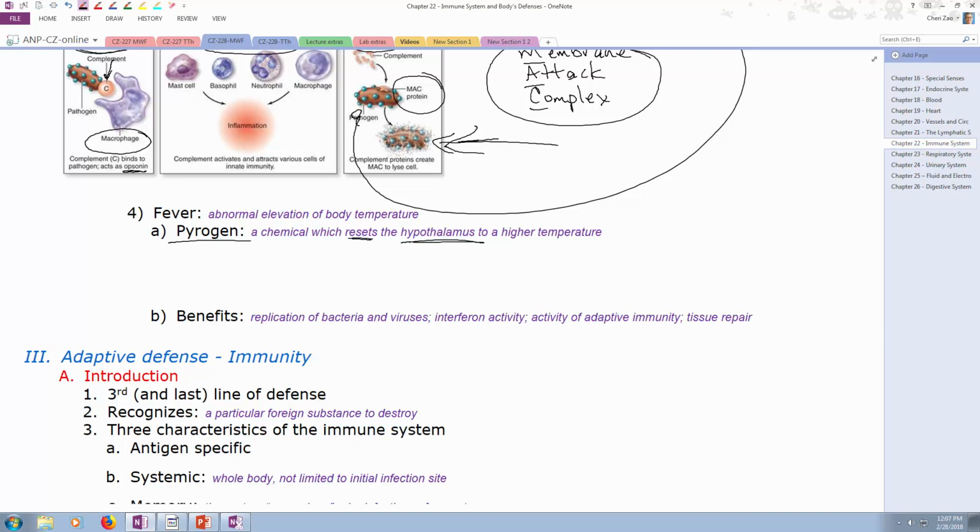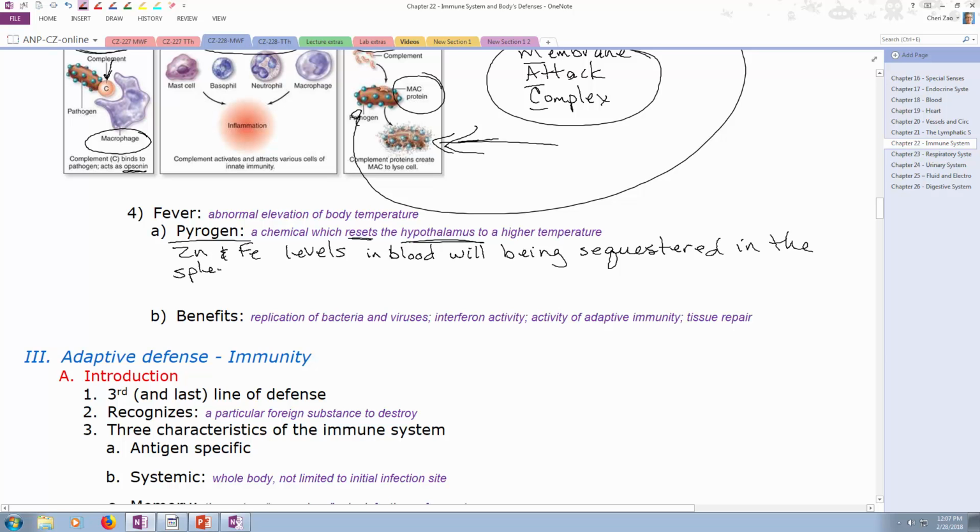And this higher temperature is going to affect zinc and iron levels. So Zn is for zinc and Fe is for iron. So this pyrogen, an elevated temperature, will affect zinc and iron levels that are in the bloodstream. It will end up being sequestered in the spleen. Sequestered means that we're going to preferentially take it up and remove it from the bloodstream, so effectively dropping circulating zinc and iron levels in the bloodstream. The important thing about this is that zinc and iron are needed for bacterial replication.